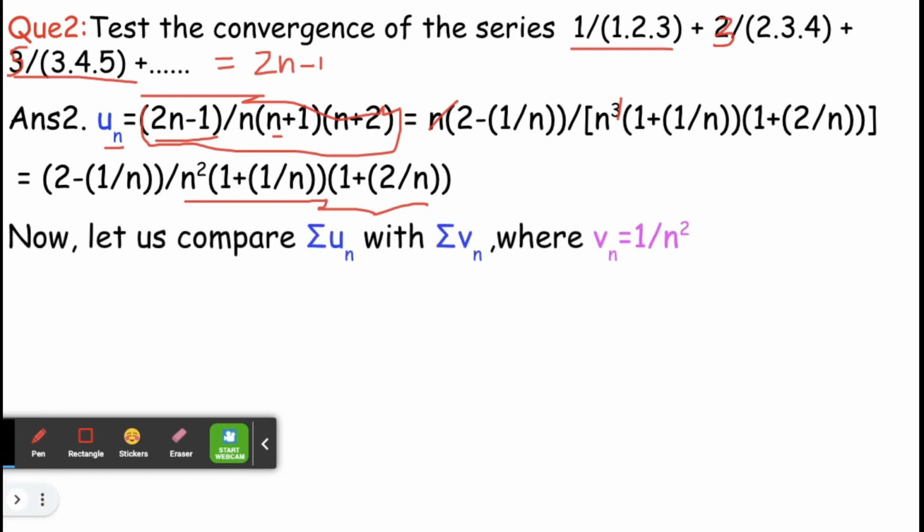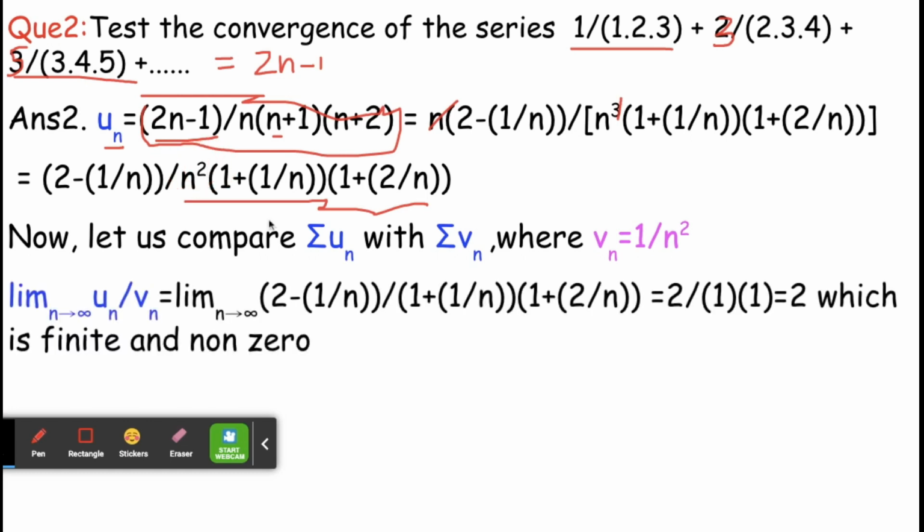Let's compare Un and Vn with 1 upon n squared. So Vn is equal to 1 upon n squared. Now we have to compare Un and Vn. Except for 1 upon n squared, everything is Un, which is 2 into 1 minus 1 upon n, upon 1 plus 1 upon n into 1 plus 2 by n. Now we will get Un upon Vn.